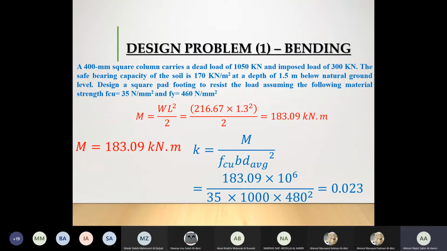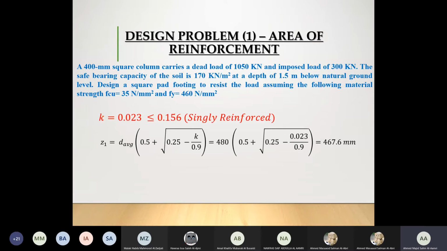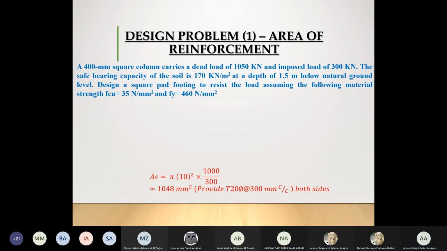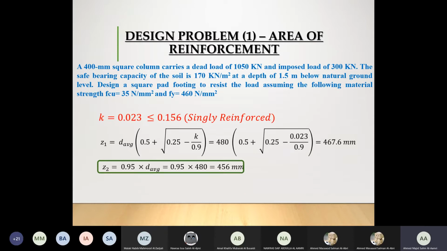Once again, after calculation of moment, there will be the calculations required to get the area of reinforcement, in which we said we need to calculate K, we need to calculate Z, and then we will be able to calculate AS. So this is the typical set of steps that needs to be done in order to get your AS. After your K, you will go for your Z, exactly similar to whatever you have done in slabs. So we have Z1, we have Z2, and once again, whenever we are using D in the foundation, we are using D average. From both lever arms, Z1 and Z2, we take the smallest of the two, and in this scenario, the smallest is Z2.